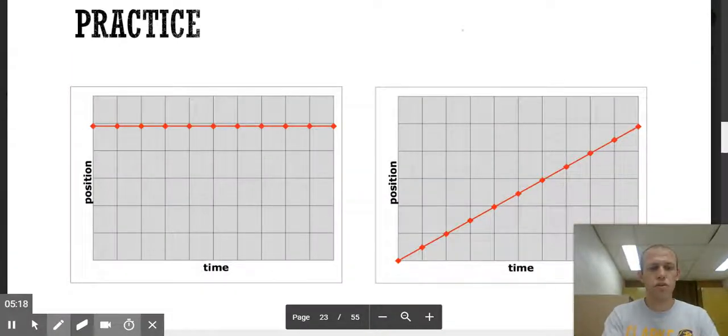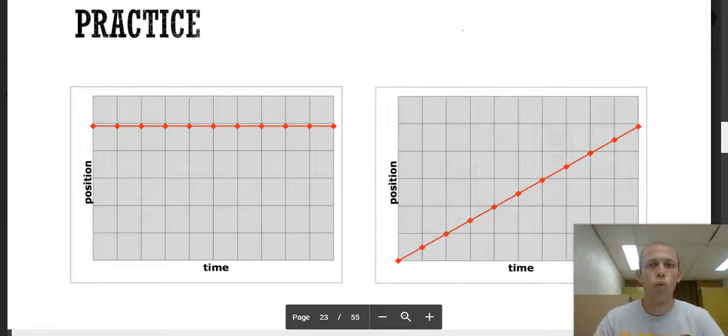So for these next graphs, what I want to do is just talk about what is happening to the person that is depicted by this graph. So first, let's do the first one by looking at what labels were given. Position and time. So the position is staying the same. So this is like some person staying at a location at some distance from where he started, but they're not moving.